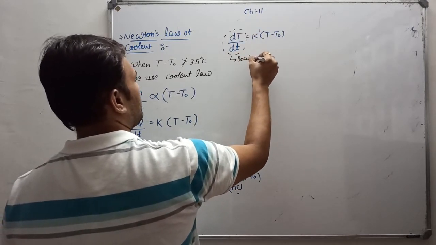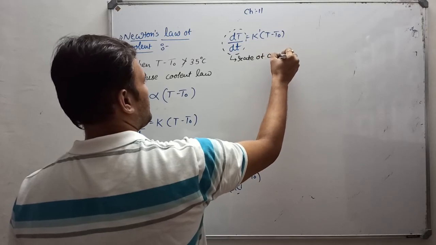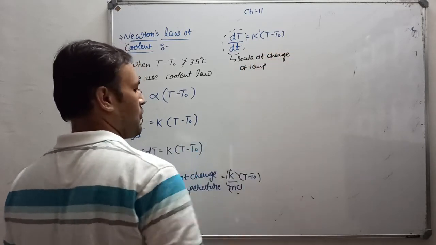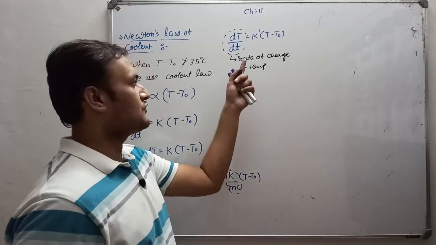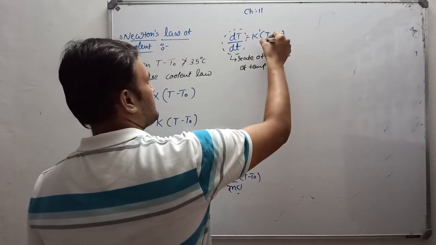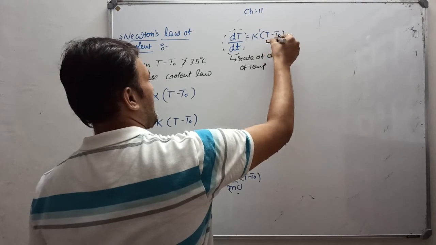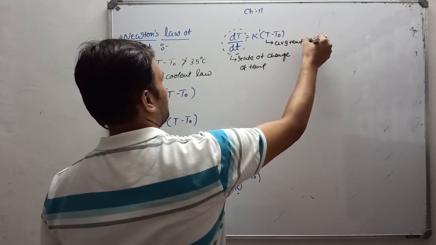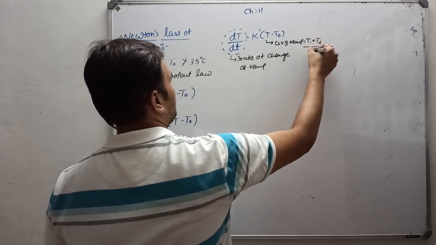is the rate of change of temperature. Okay, because the body will lose heat, so the temperature will decrease. T is very important: it is the average temperature, T1 plus T2 by 2.